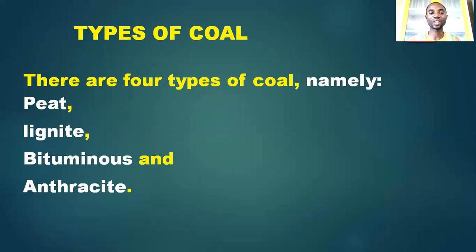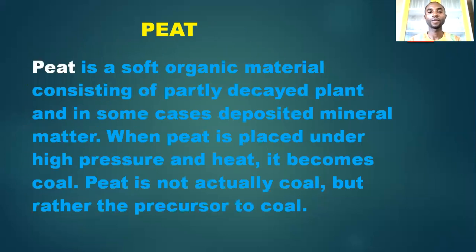Now, first of all, let's look at the first one, peat. Peat coal is a soft organic material. Of course, all of them are organic material, because the plants we see around us are living things. It consists of partially decayed plants, and in some cases deposited mineral matter. When peat is placed under high pressure and heat, it becomes coal. Peat is not actually coal in itself, but rather the precursor to coal.